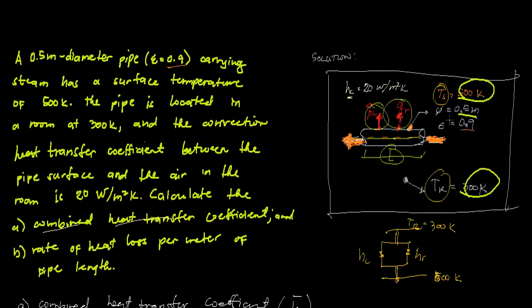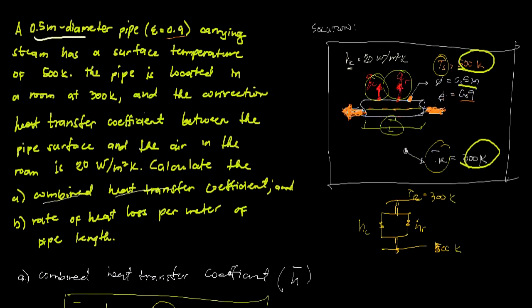Let's review. So this is our problem. We have a given 0.5 meter diameter pipe with emissivity of 0.9, and the temperature of this pipe is 500 K, which is exposed to the room temperature of 300 K. So there's a heat transfer between the hot surface of the pipe and the room. The heat transfer coefficient between the surface and the air is 20.